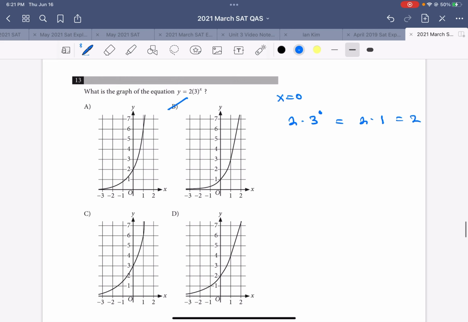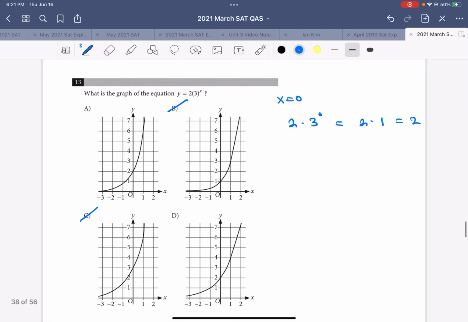So not this one, not this one. So it's either A or D. Now you can plug it in, like when x equals 1. 2 times 3 to the 1 power is 6. When x equals 1, y should be 6. So that makes sense. Not this one. So the answer is A. Just plug in some values and you can find the answer easily.